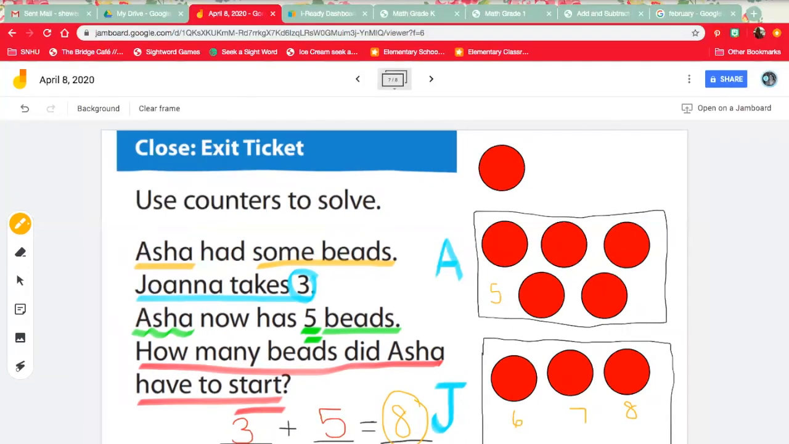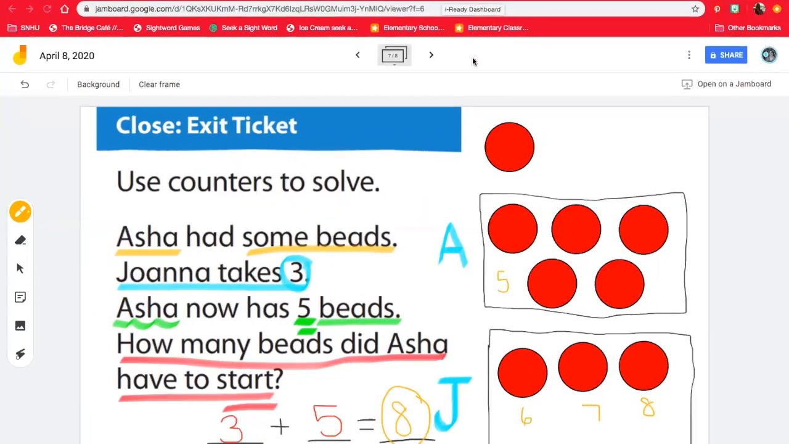And that is the end of our lesson for today. So now it's your turn to practice. So you're going to be able to practice using an iReady practice activity that Miss Hewes prepared for you.